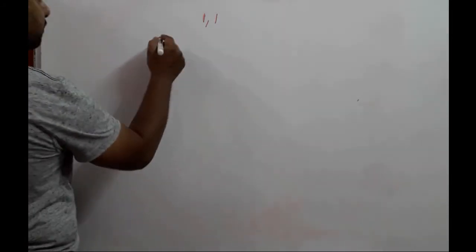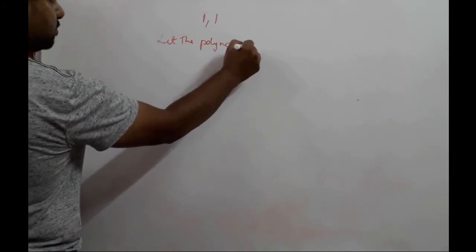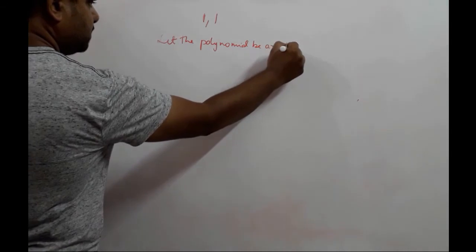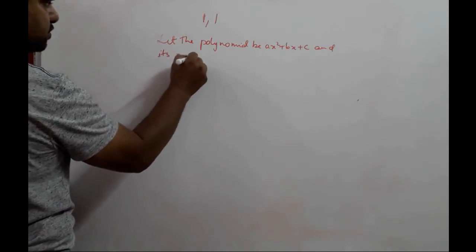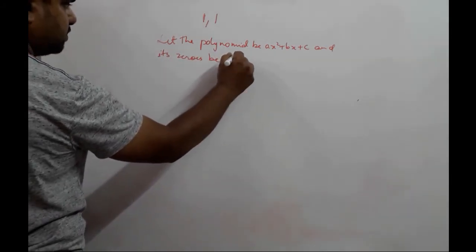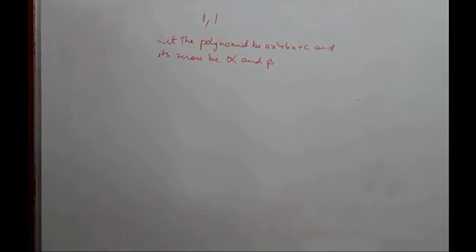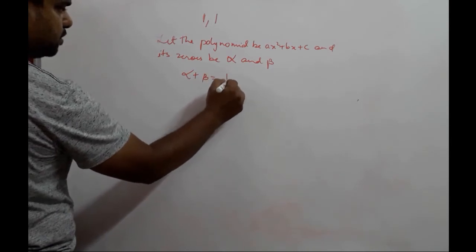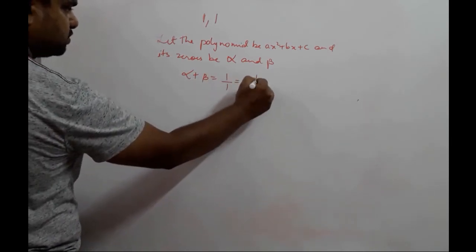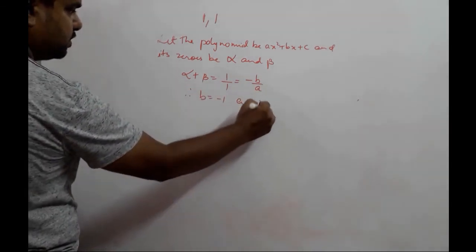So once again we assume, let the polynomial be ax square plus bx plus c, and its zeros be alpha and beta. Then alpha plus beta is equal to 1 upon 1 we can take. Now we know that it is also equal to minus b upon a, therefore b is equal to minus 1 and a is equal to 1.